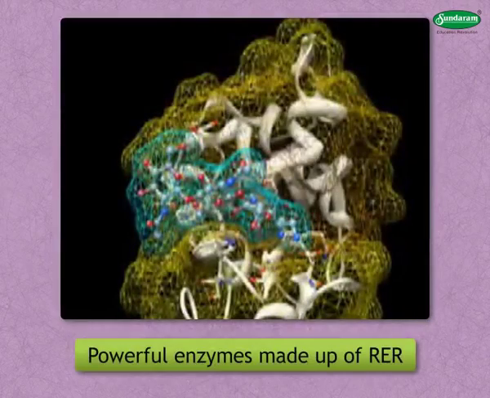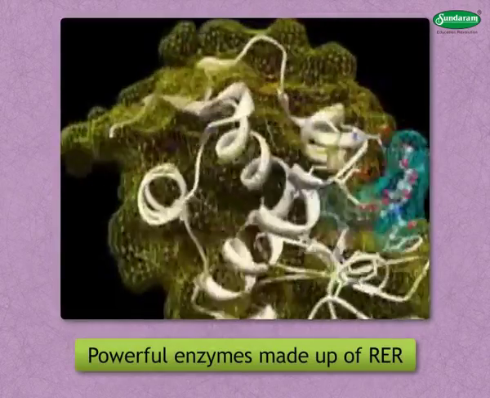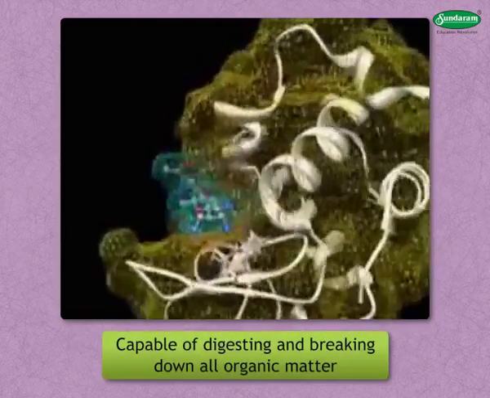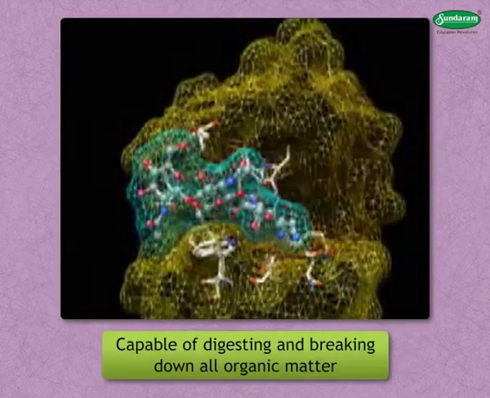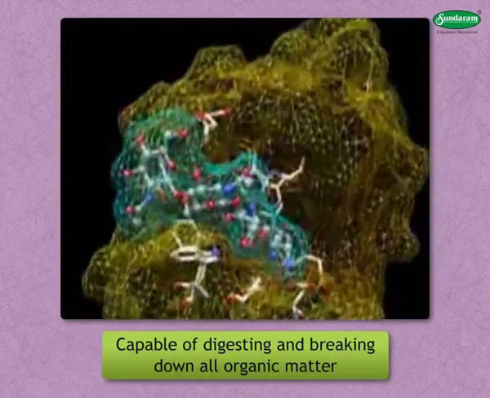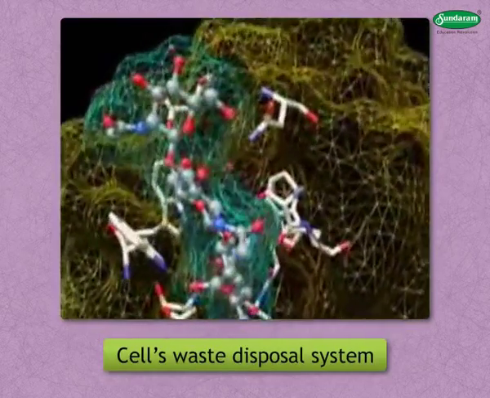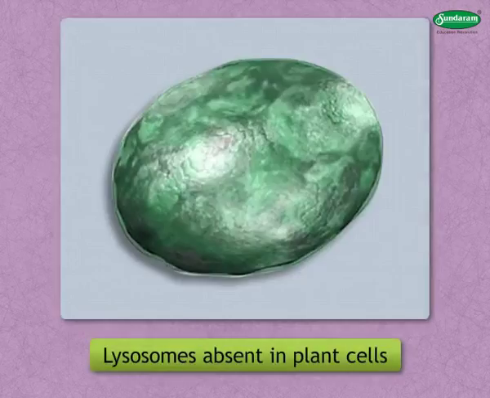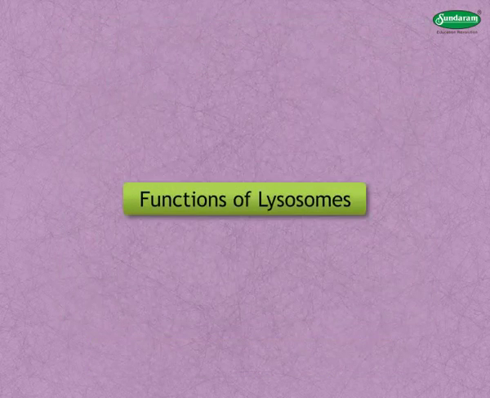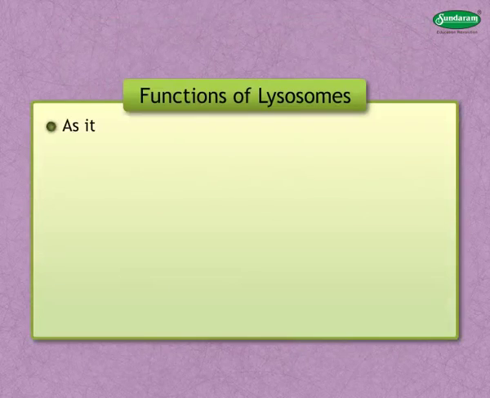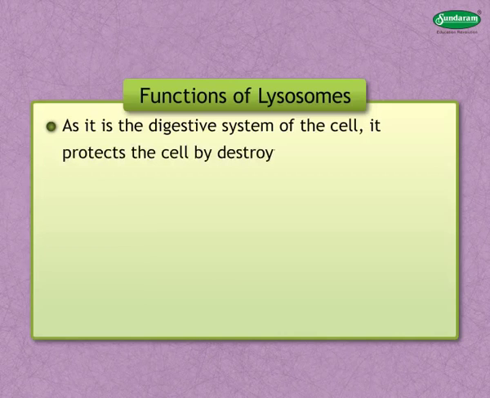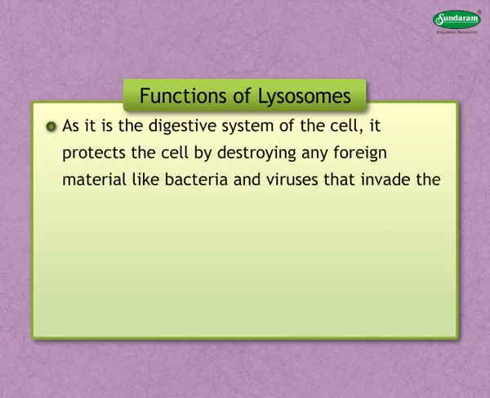These powerful enzymes are made by rough endoplasmic reticulum and are capable of digesting and breaking down all organic matter. It is the cell's waste disposal system. Lysosomes are absent in plant cells. Functions of lysosomes. As it is the digestive system of the cell, it protects the cell by destroying any foreign material like bacteria and viruses that invade the cell.